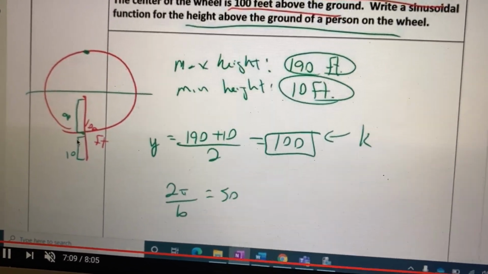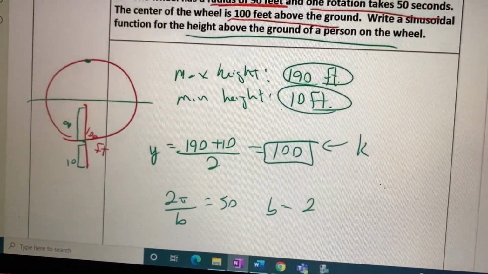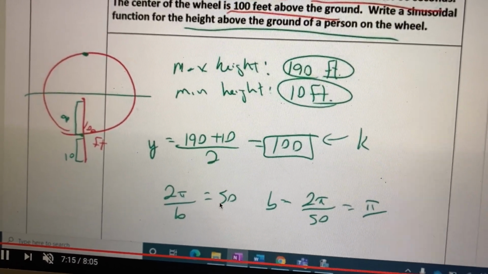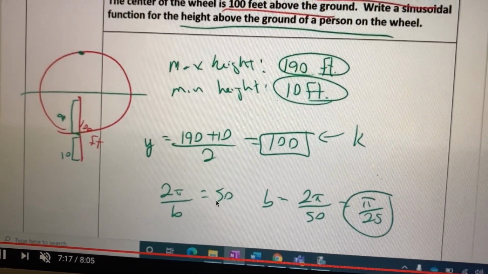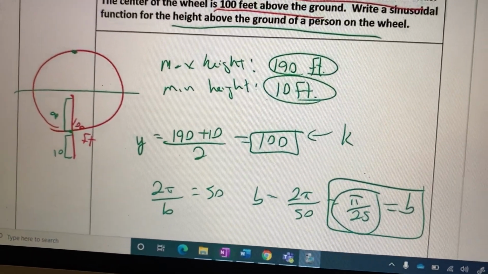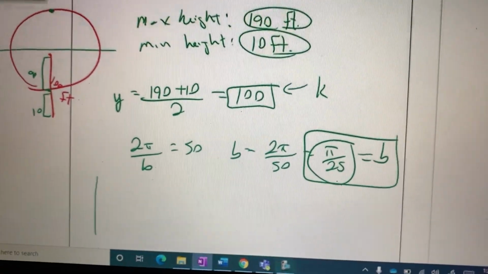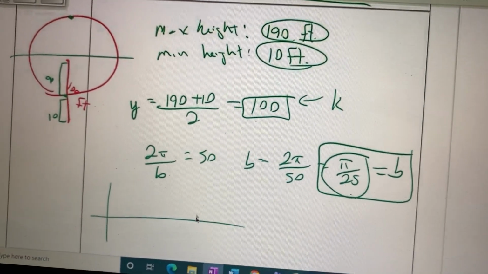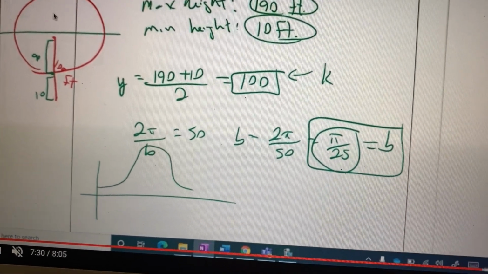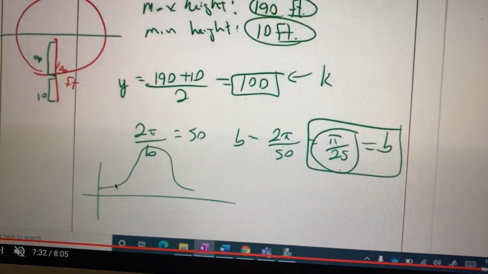Okay, so to find b, we know that the period is 50. So we're going to take 2 pi over b equals 50. So b is going to equal pi over 25. So we have our b. We have our a for the amplitude. And this is kind of what it's going to look like.